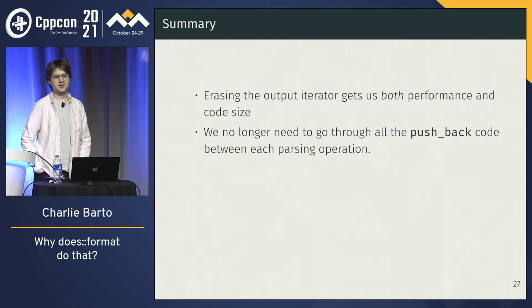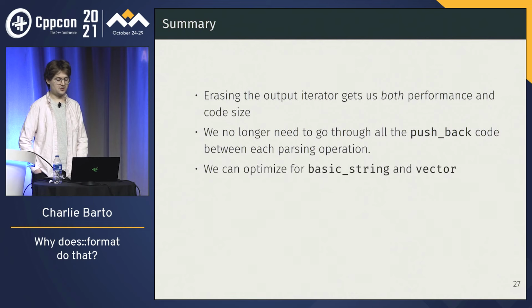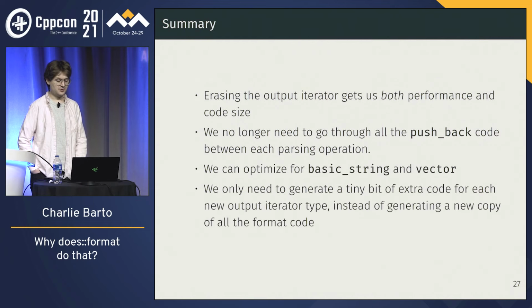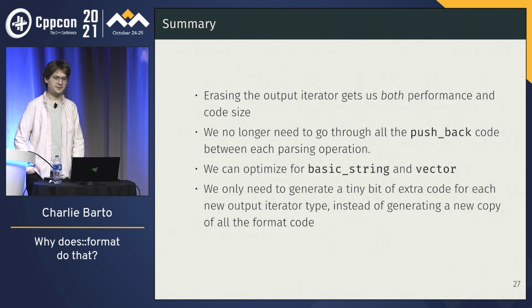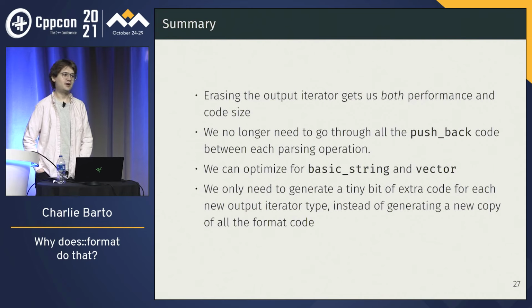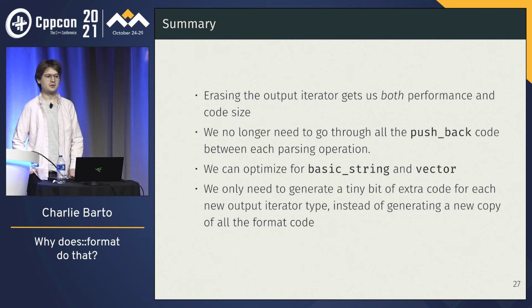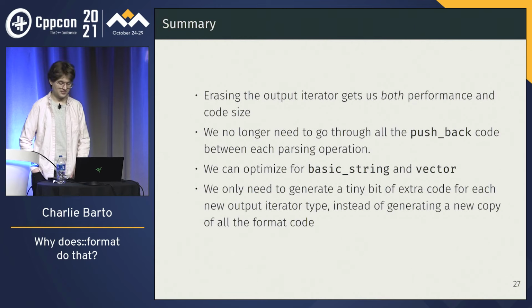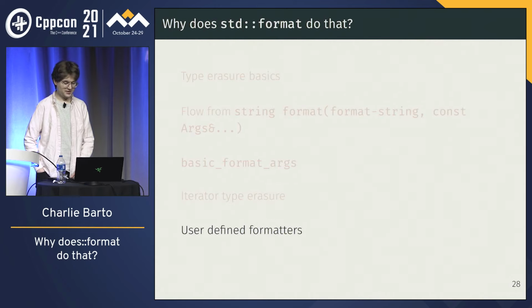But the erased buffer type gives us a location in which to do all this stuff. We don't have to go through pushback all the time. We can do the optimizations, and every additional output iterator is just a tiny additional bit of code. Because vformat2 does get a different instantiation, you're going to generate new code for every type, but all the functions it calls are going to be the same. So it's not a big deal.